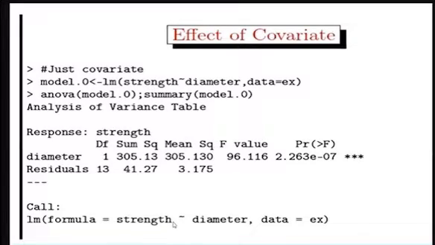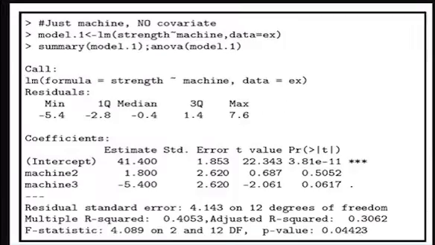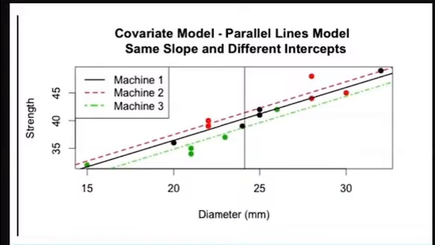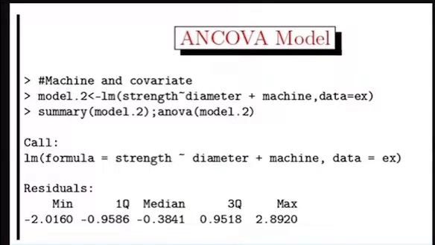Now, when it is significant, what are we going to do? We need to run an ANCOVA model. And I want to walk you through how to run an ANCOVA model now. Now, this is running an ANCOVA model. What do you see in an ANCOVA model? Strength is the response. Diameter is a covariate. Machine is a factor. We are running an ANCOVA model now. We got a combination of the covariate and the machine. Okay, so take a look at that.